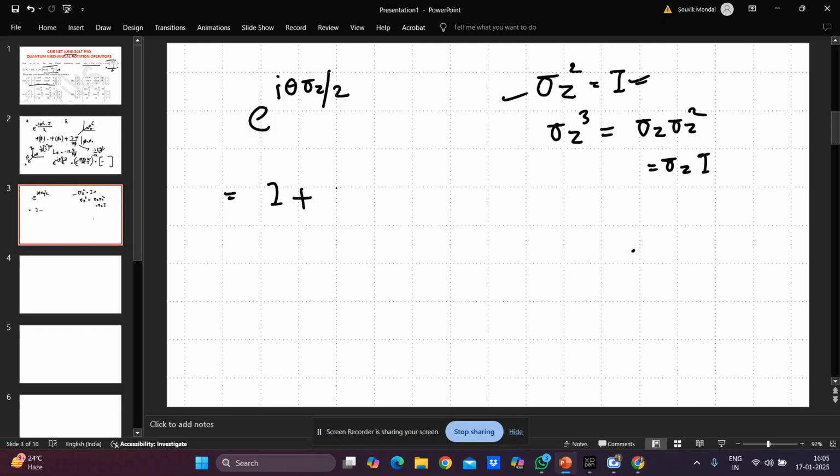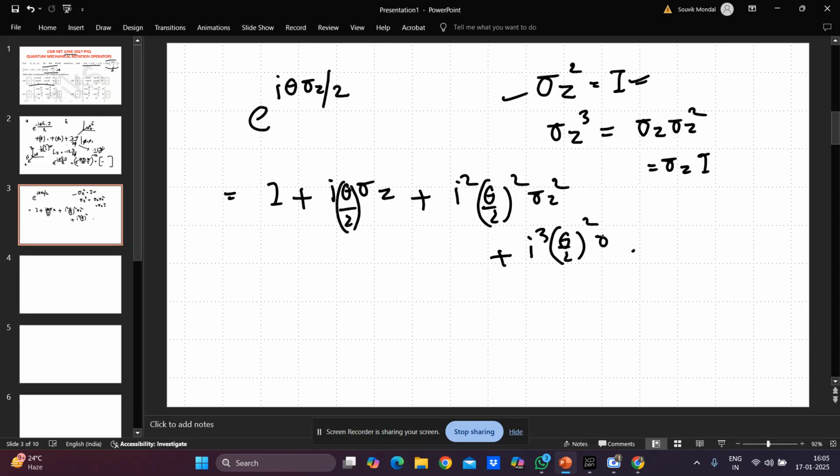So I plus I theta by 2 sigma z plus I square theta by 2 square sigma z square plus I cube theta by 2 cube sigma z cube and so on. Just collect the alternative terms. Suppose you are collecting this term and other alternative terms.